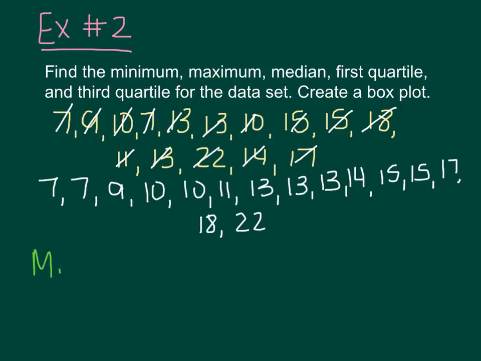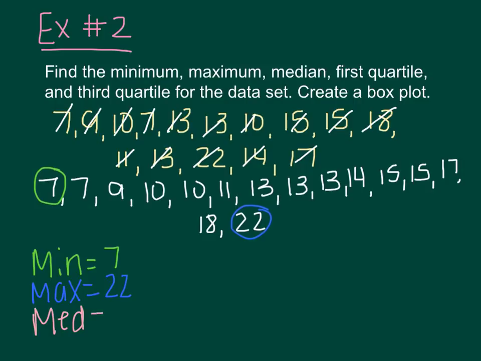Let's start filling this out. The minimum, the lowest number, is 7. The maximum, biggest number, is 22. Let's go ahead and find the median, the number in the middle. Remember, we just start crossing a number off from each end until we get to the middle. And in the middle we have 13, so our median is 13.